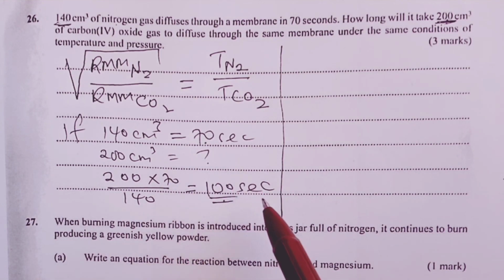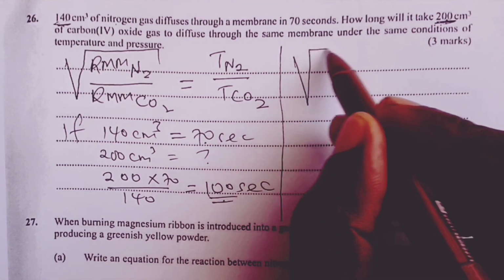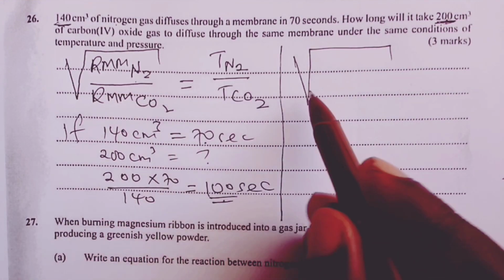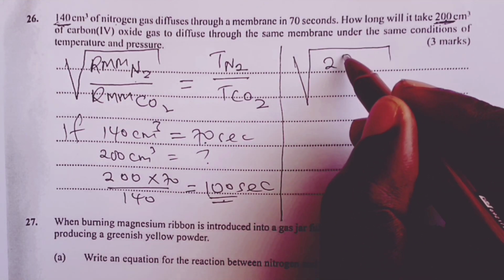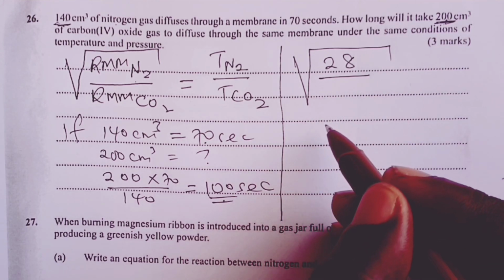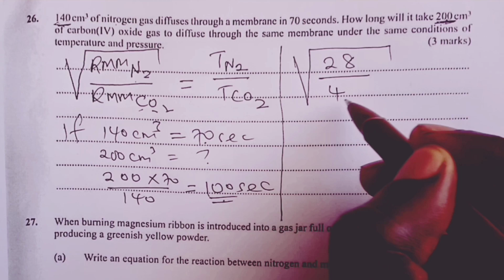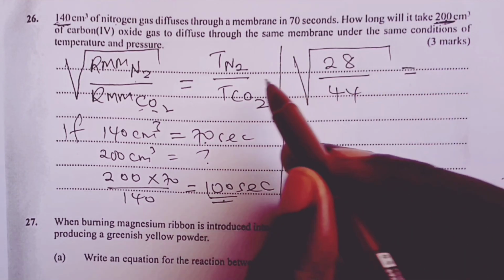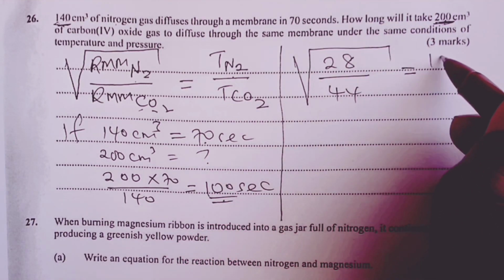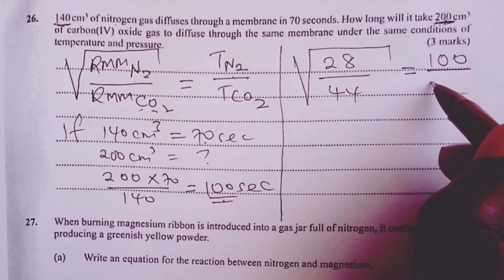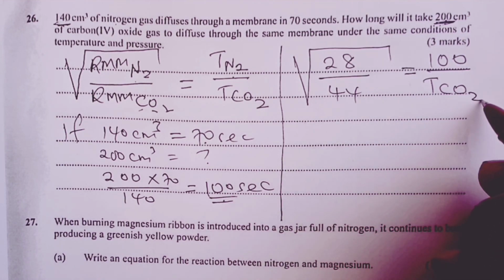Okay, so let's go ahead and put in our values. RMM of nitrogen is 14 by 2, that is 28. RMM of carbon 4 oxide is 12 plus 32, and that is 44. Should give me time of nitrogen, this time is 100, and what I don't know is time for carbon 4 oxide.